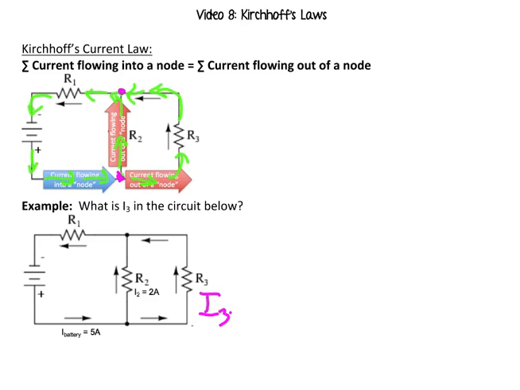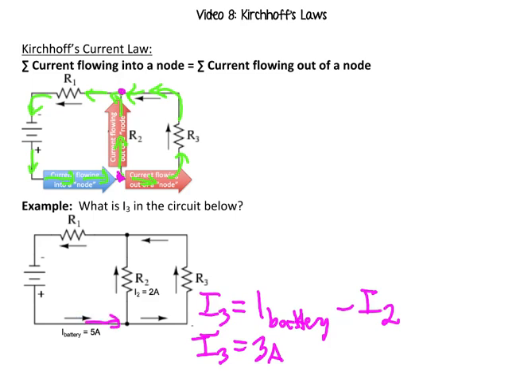I3 will have to be the current from the battery minus I2, and that's going to be 3 amps. Oh, sorry, forgot the 3. There we go. So 5 people walk into this intersection here, 2 go this way, then there must be 3 going this way. And let's keep going with this. So these 3 people come along here, these 2 people come this way, then they're going to meet up at this intersection.